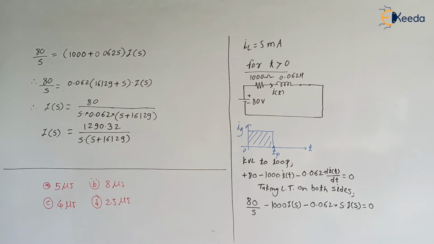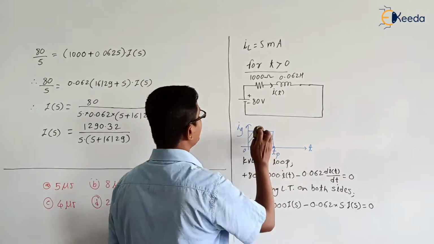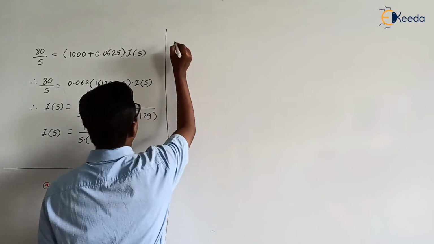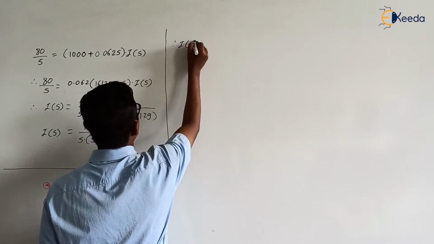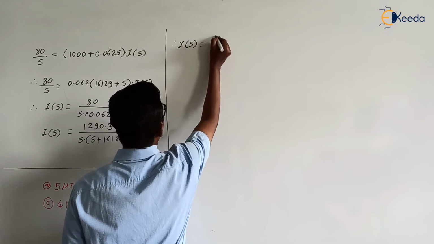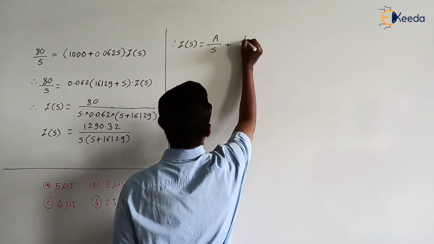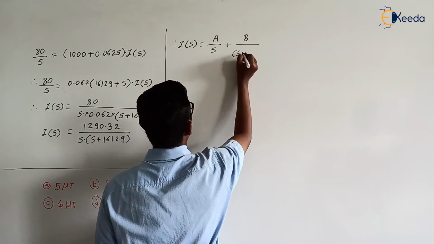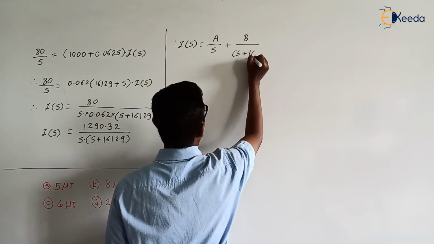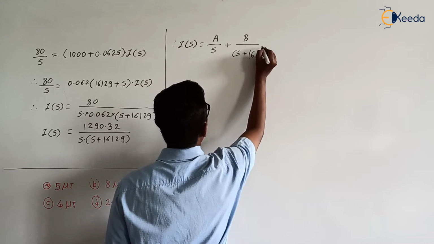Now can we simplify it with the help of partial fractions? Yes, we can solve it with the help of partial fractions. So we can write I(s) is equal to A by s plus B upon s plus 16129.